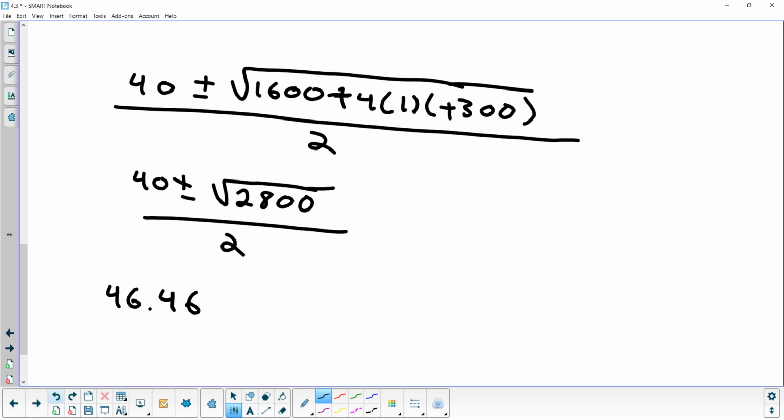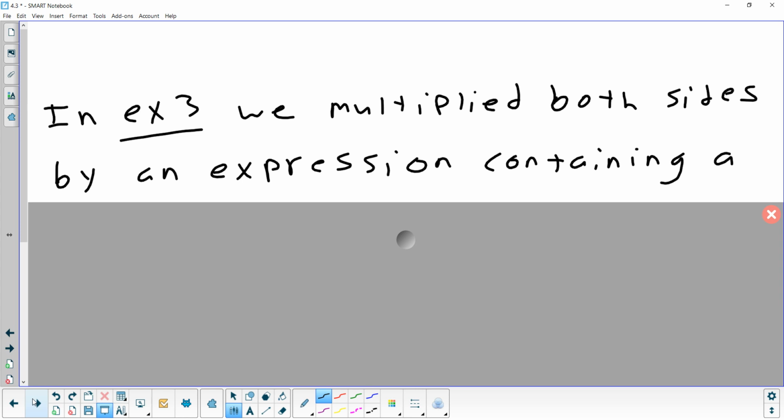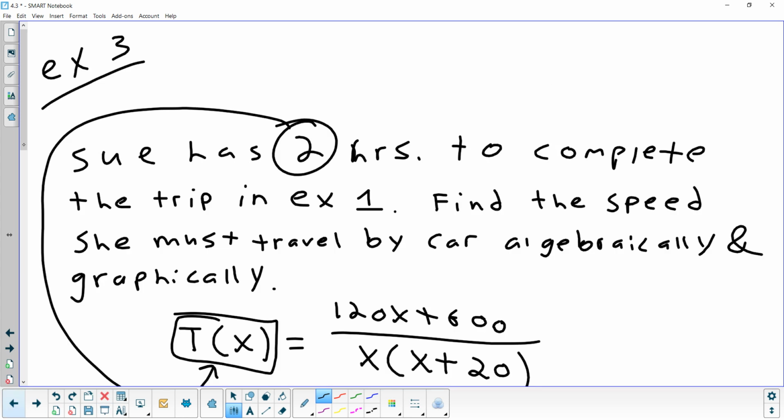And if you look back at the original problem, I think it said 2 hours, and the distances were in miles. So we know this is miles per hour. Okay. Now, if you did 40 minus the square root of 2,800, you're going to get a negative. That does not make sense in the word problem. So you always want to be careful about including negatives.